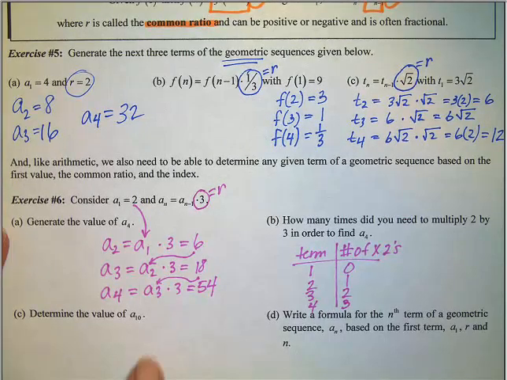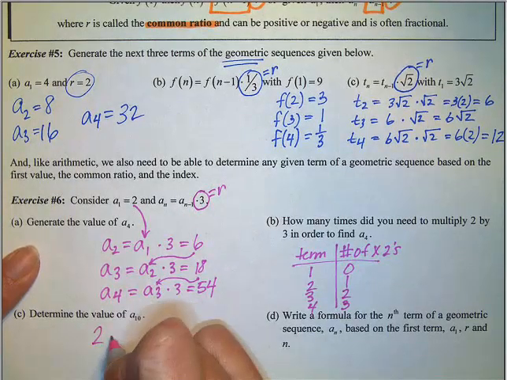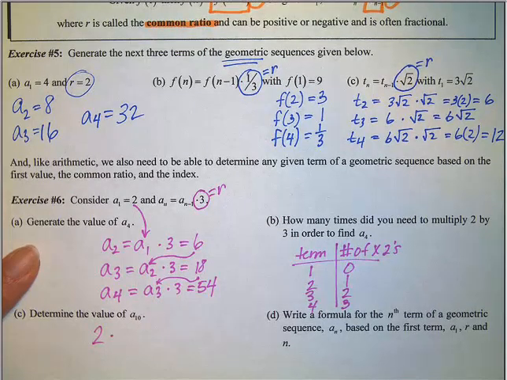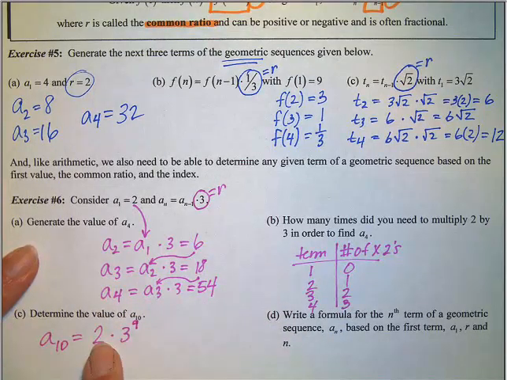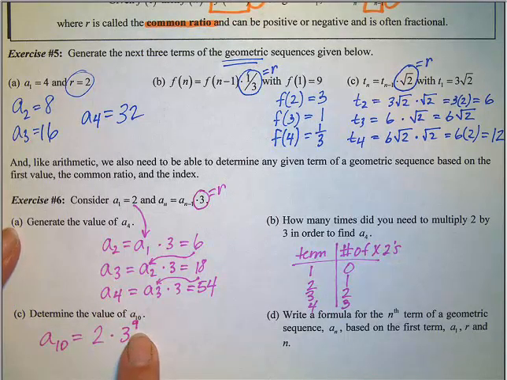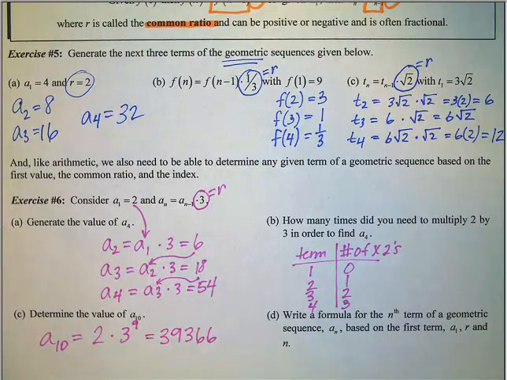So if I'm looking for the 10th term, I have to start with 2 times, what am I multiplying by? 3, 9 times, because I need 1 less than this. So a sub 10 equals my start value times what I'm multiplying by, my common ratio, 1 less time than the term I'm looking for. So my answer is 39,366. So when you multiply, your numbers are going to be a lot bigger or a lot smaller.